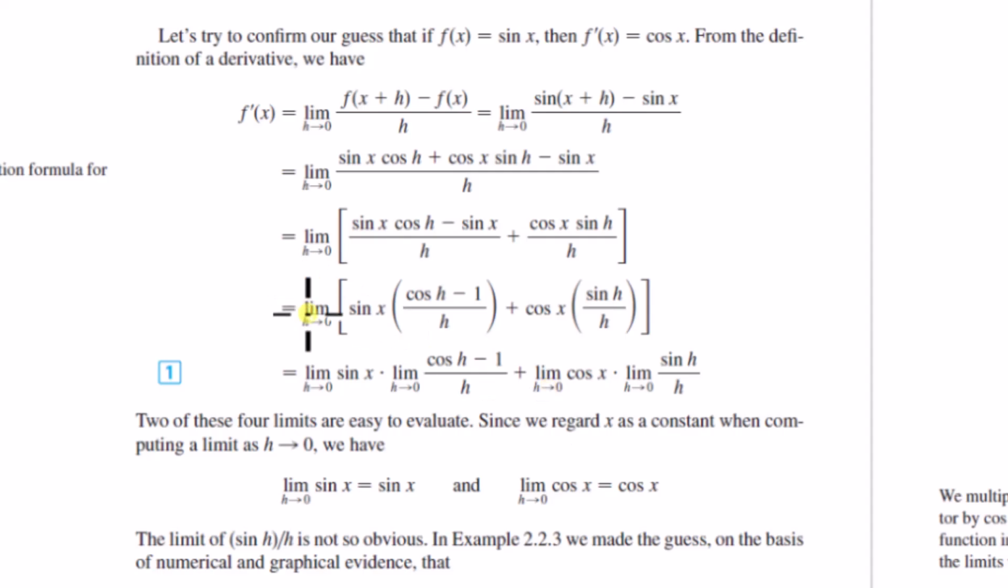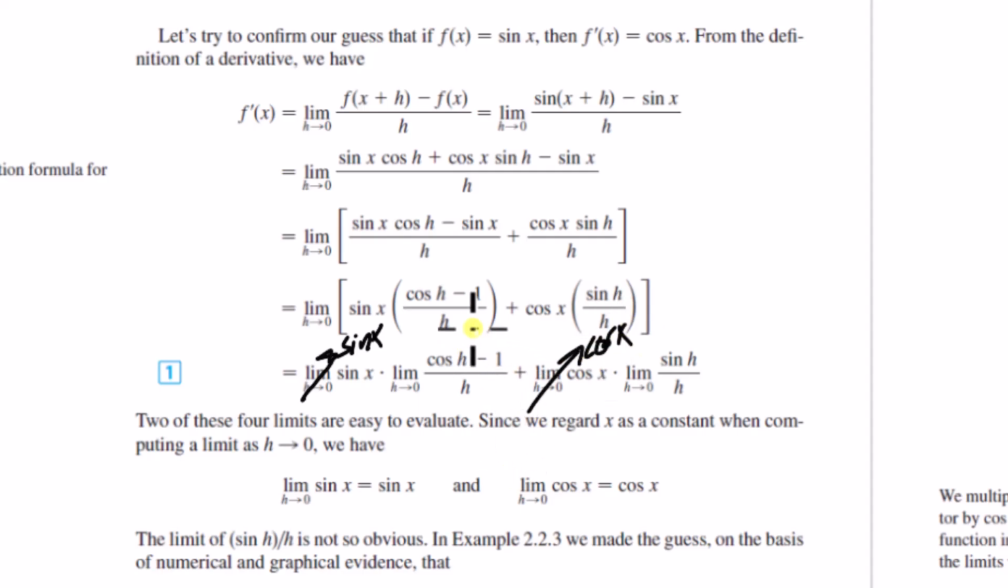Then they apply the sum rule for limits. Remember, limits are really flexible. And then you could also apply the product rule: use the sum rule to apply the limit to each of these, but then you can apply the limit to just sine of x and this, and just cosine of x and this. And so now it says 2 of these 4 limits are easy to evaluate because sine of x is not a function of h. As h changes, sine of x doesn't change. So sine of x is just a constant. Same with cosine of x. So this limit is just sine of x, and this limit is cosine of x.